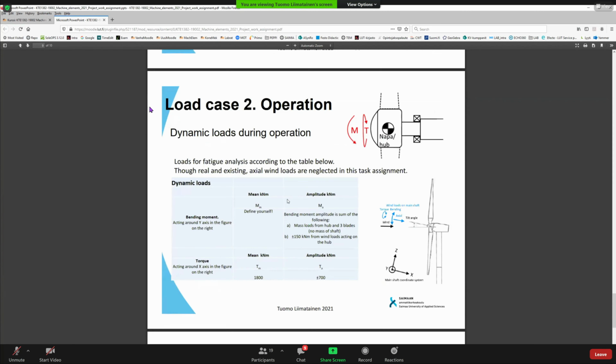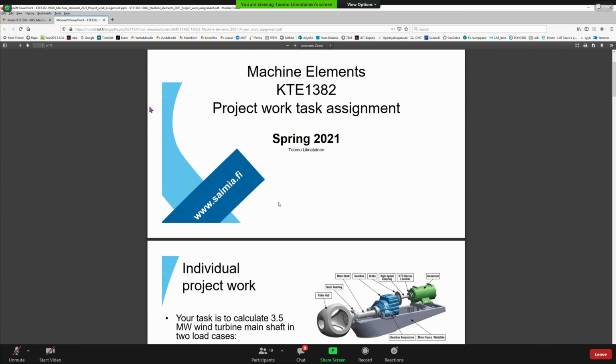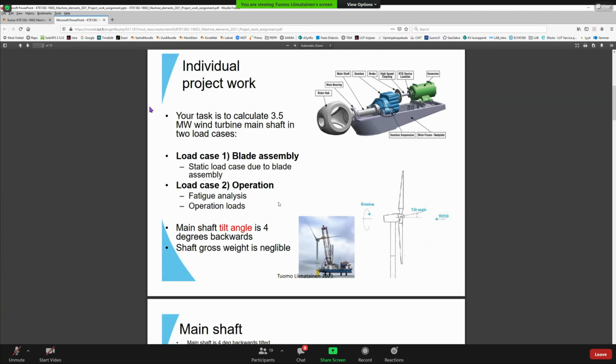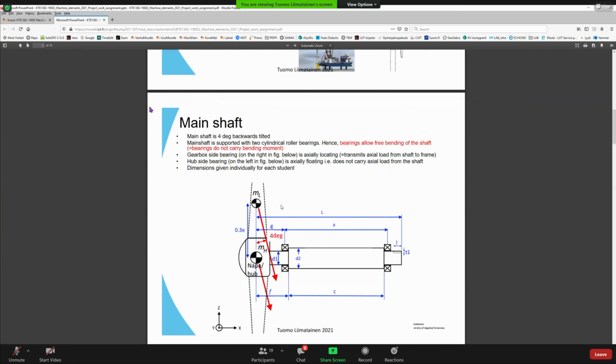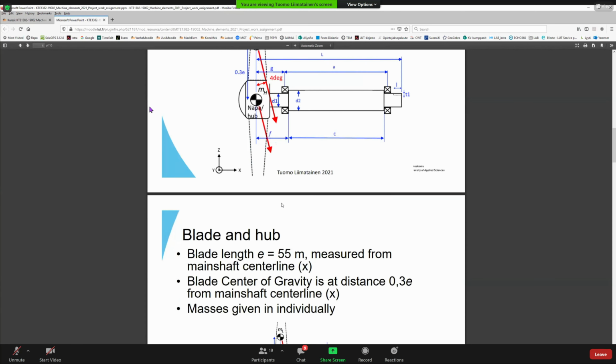Basically, all the information that you will need is something that you've either learned from other courses before, or you've been given in this course. Basic mechanics and a little bit of strength of materials and a little bit something more from this course.